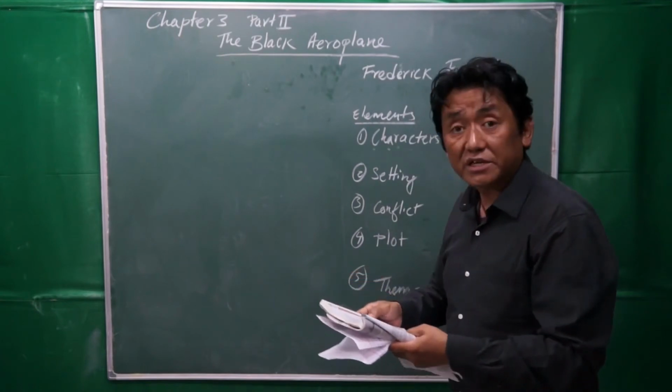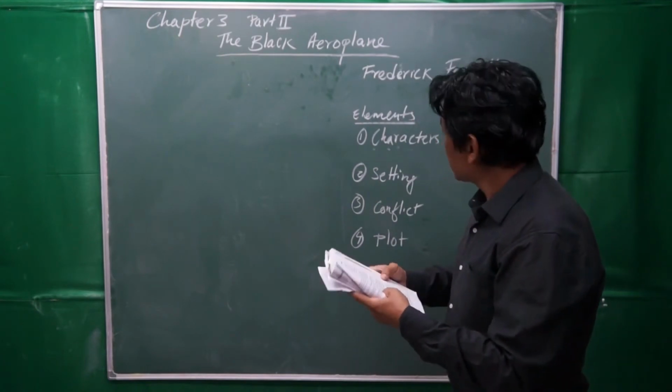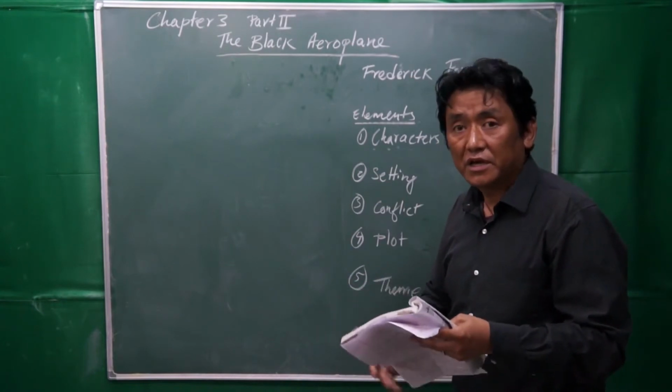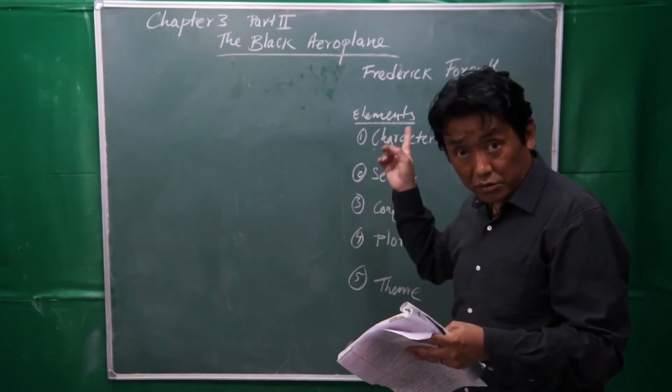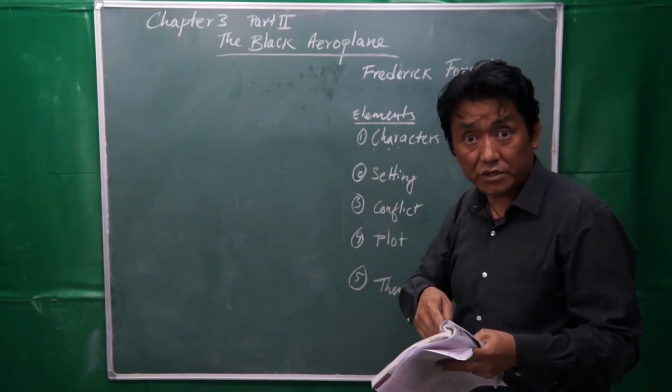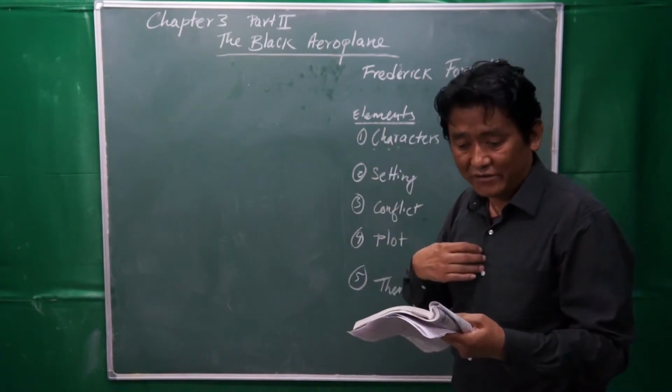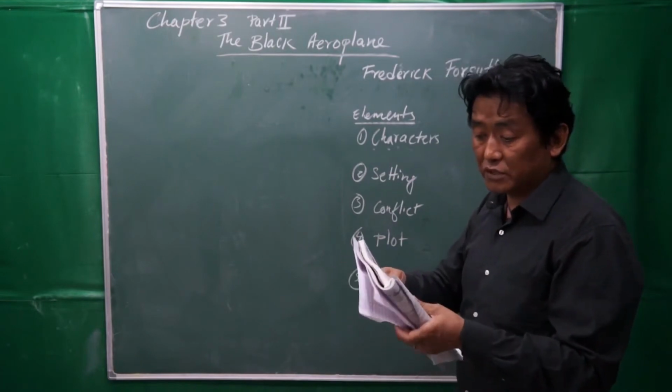This is page number 37, and this story is in first person narrative. That means the author himself is the main character in the story. That's why it starts with "I," okay? And then the story goes on like this.